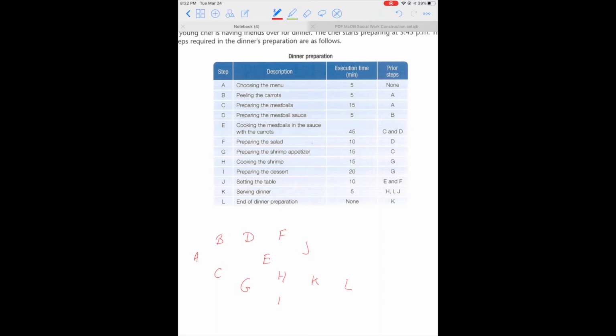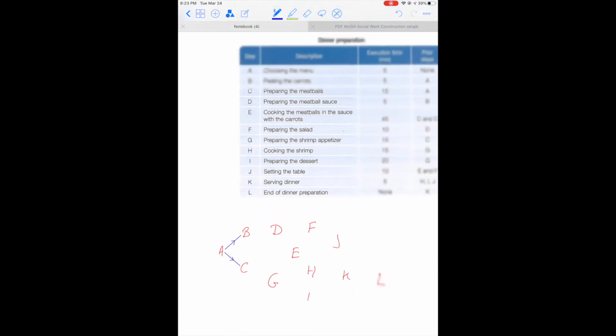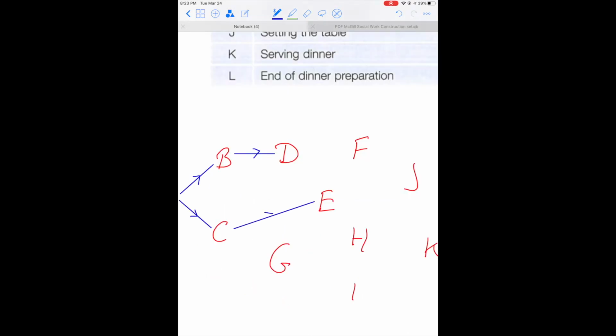I'm going to draw the arrows in between them. A goes to B and A goes to C. So I'm drawing a line. A goes to B like that. A also goes to C. B goes to just D. What does C go to? C goes to E and G. E and G, like that.